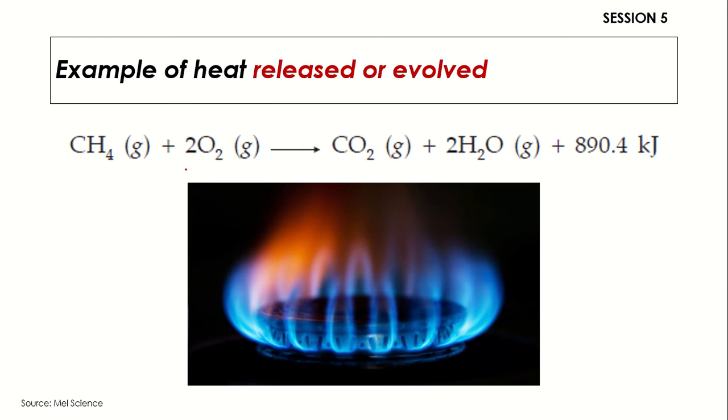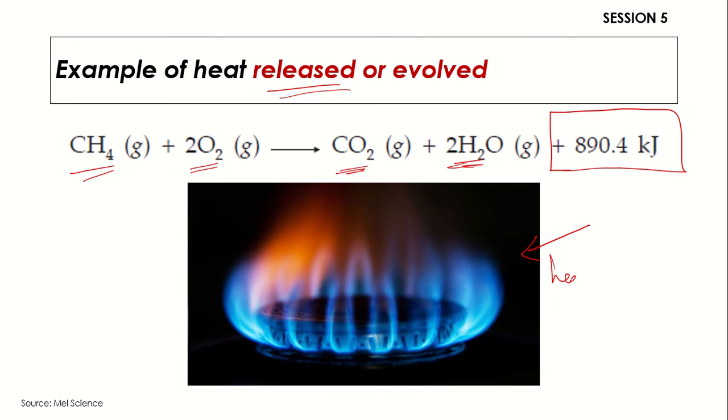Now, example of heat released or heat absorbed. So let us look at heat released. Methane, CH4, when it burns in the presence of oxygen, it produces carbon dioxide, water, and also heat. So this diagram, the photo of the methane burning with a blue flame. So you have already guessed. So this flame produces heat, and that heat released is represented in the form of this number.